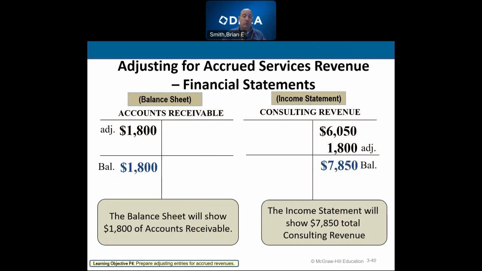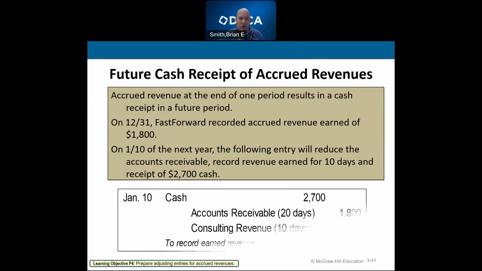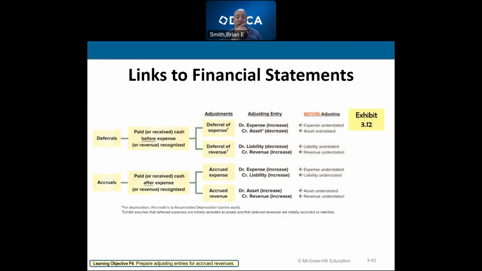Okay, so accounts receivable is on the balance sheet in the asset section. Consulting revenue is a revenue on the income statement. Then when we get paid at that later time, we're going to show that we've worked 10 more days and then we're going to get paid. So cash is going to go up $2,700 with a debit. We're going to reduce the accounts receivable that we recorded from the last accounting period by 1,800. And then our consulting revenue for the 10 days we worked in January is going to increase our revenue account by $900.